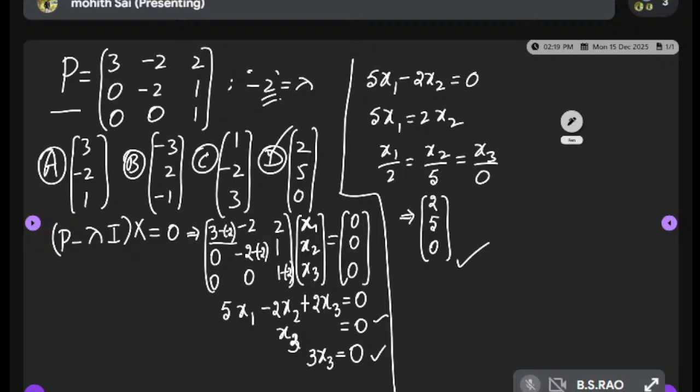So almost different kinds of eigenvalues, eigenvectors we have covered. Now let us move on to the Cayley-Hamilton theorem. Cayley-Hamilton theorem. Note it and finish it.